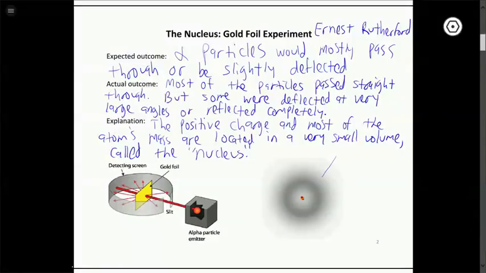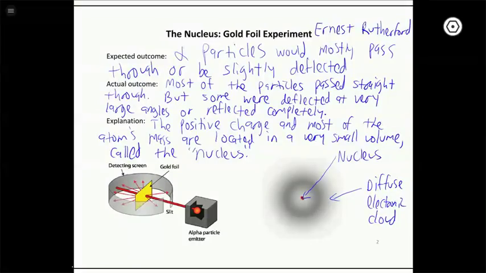But the new model that came out is you have this really tiny, really massive nucleus in the center. And then the electrons are still very diffuse. So there's this diffuse electron cloud. The electrons are not localized in one area of space, or they have a very large volume that they can occupy. And so there's this diffuse electron cloud that surrounds this very dense nucleus at the center.